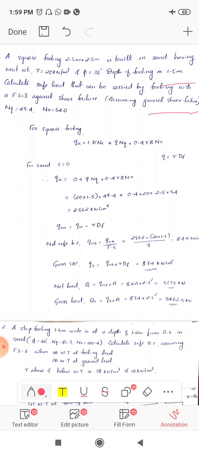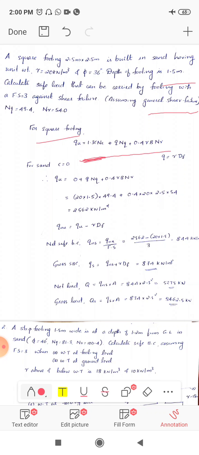So it is a square footing and a general shear failure condition. First write down the equation for a square footing, that is qu is equal to 1.3 c Nc plus q Nq plus 0.4 gamma B N gamma. It is the ultimate bearing capacity for a square footing. In some textbooks it will be 1.2 instead of 1.3. Both have a small difference in the final answer only. So both equations are same.